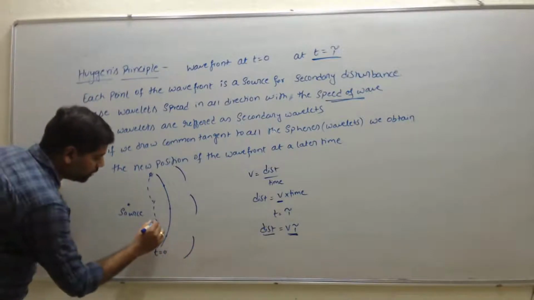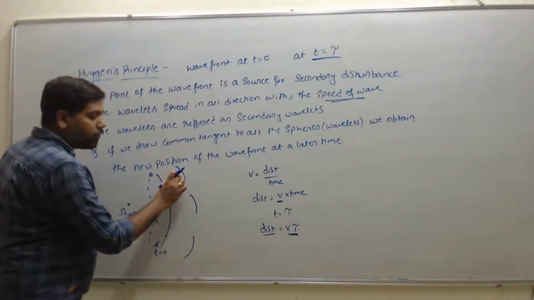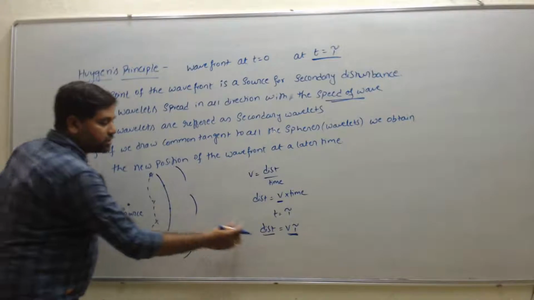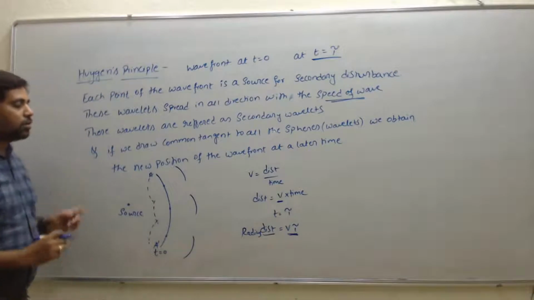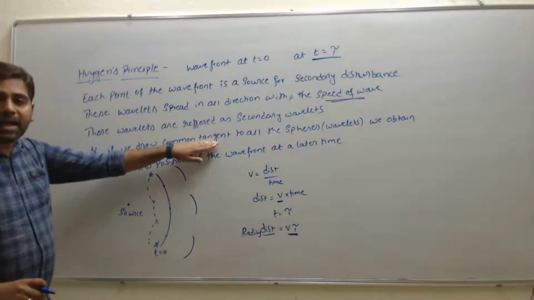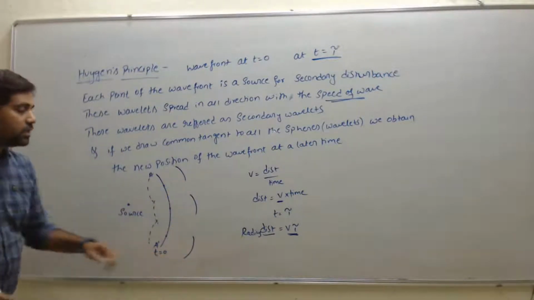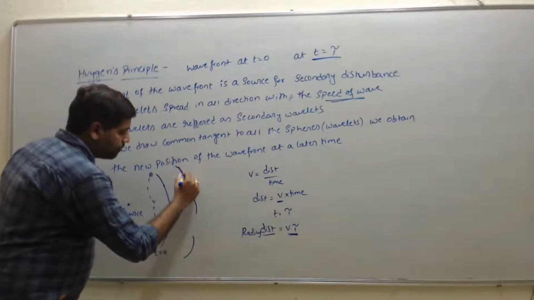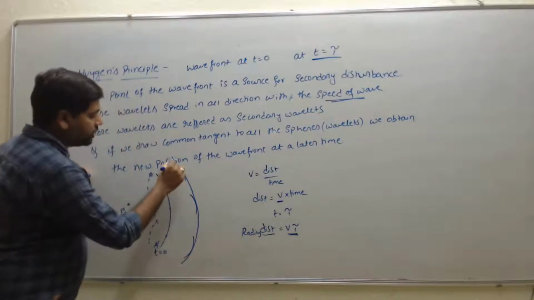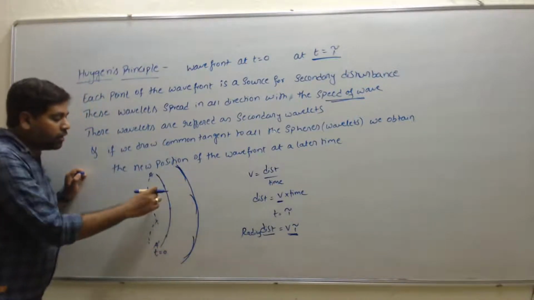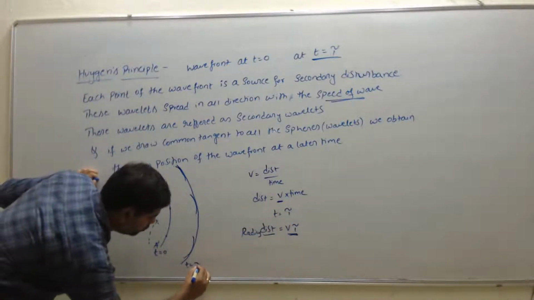For this, if we draw one sphere, we get like this. It is at a distance of the radius of the sphere, that is v into t. And lastly, we have to draw the common tangent to all these wavelets, that is, to all these spheres. If I draw the tangent for all these spheres, this one is the new position of the wavefront at time t, that is t equals tau.